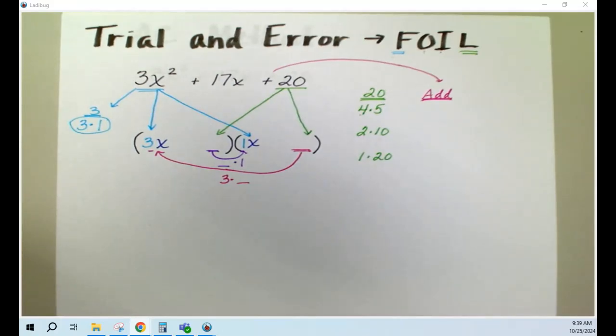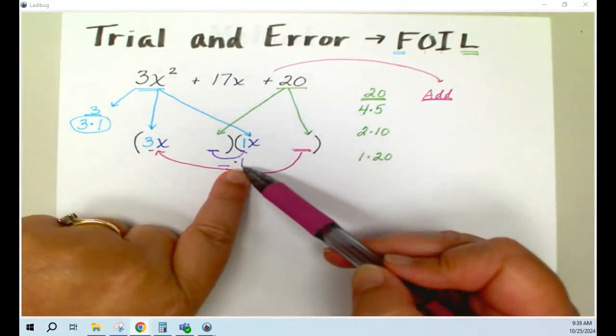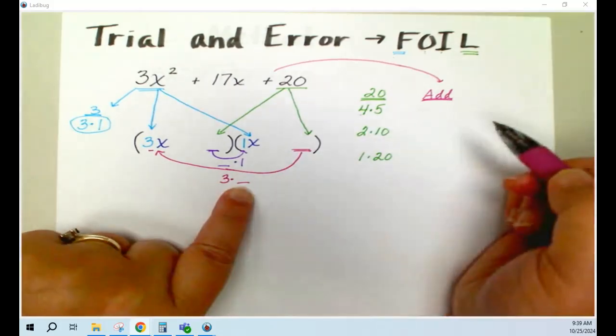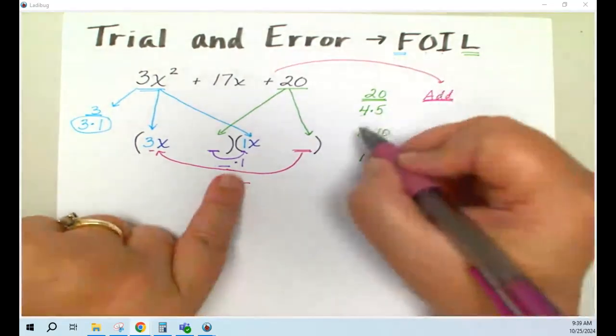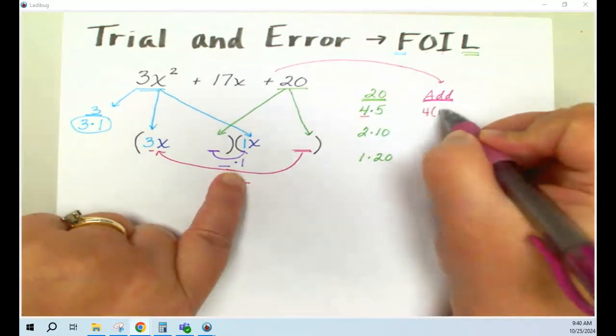Okay. So that means that these values that we have of like our 4 and 5, one of those numbers is going to get multiplied by 1. One of those numbers is going to get multiplied by 3. Okay. So let's check them. Okay. Let's just start with our first one. Let's go 4, and let's multiply it by 1.